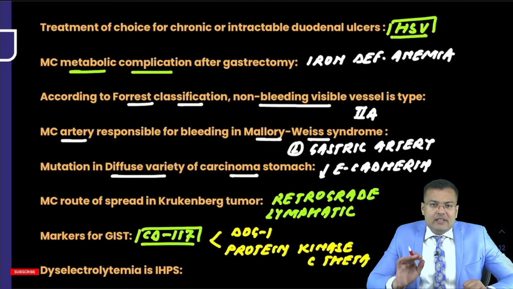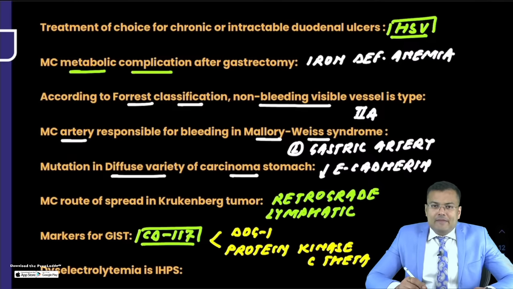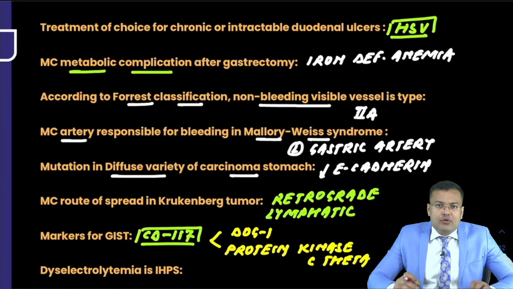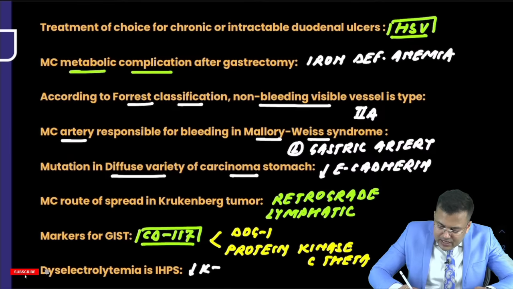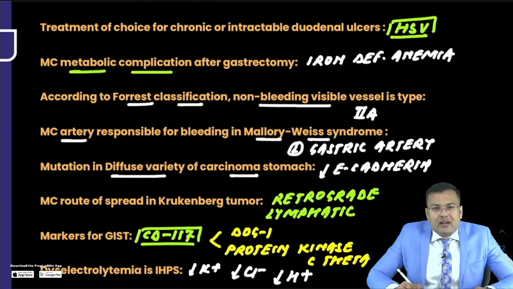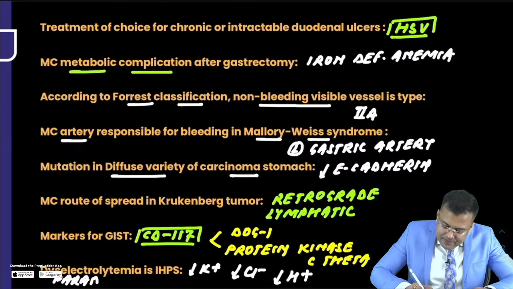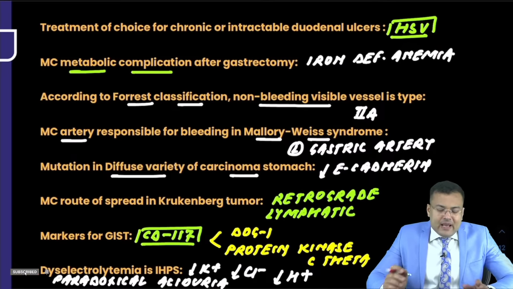Tell me, guys, what kind of dyselectrolytemia is seen in IHPS, infantile hypertrophic pyloric stenosis? Yes, very good. There is hypokalemia, hypochloremia, metabolic alkalosis with paradoxical aciduria. So what is reduced? Potassium is reduced, hypokalemia. Chloride is reduced, hypochloremia. H+ is reduced, metabolic alkalosis with paradoxical aciduria. These patients have paradoxical aciduria. Every year this question is asked.